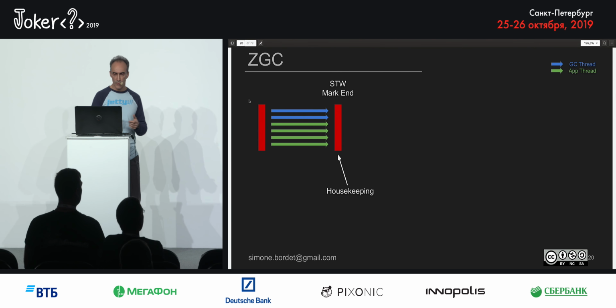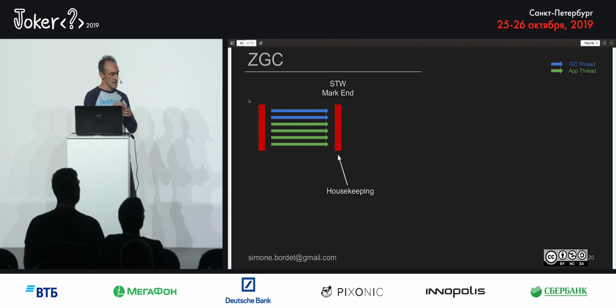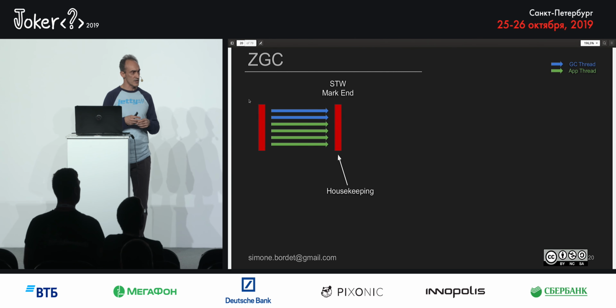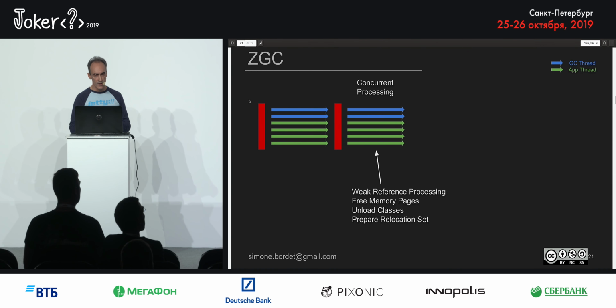The other phase that follows this one is another stop the world phase where ZGC is actually finishing the marking, and then it is doing some housekeeping. It is preparing internal data structures for additional phases. And it's also flipping the phase of the garbage collection.